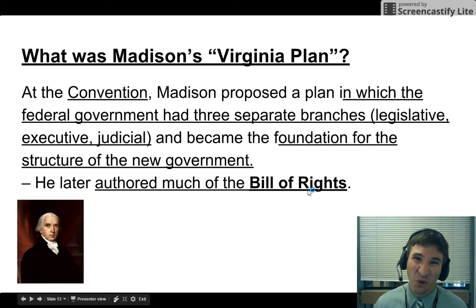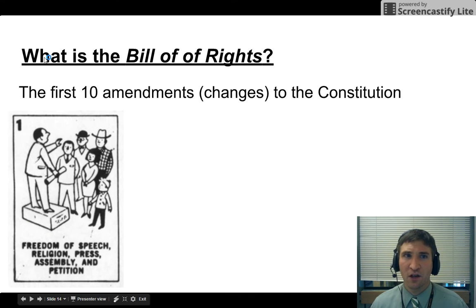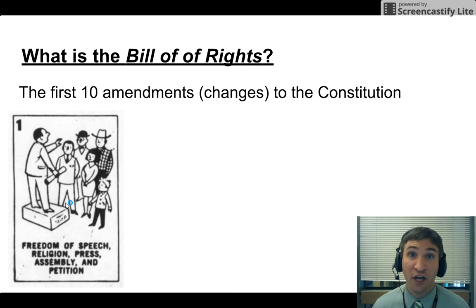The Bill of Rights, what are those again? The Bill of Rights is the first 10 amendments. Amendments are changes to the Constitution. And the very first Bill of Rights is probably the most important. The freedom of speech, the freedom to celebrate whatever religion you are, the freedom of the press, and the freedom to assemble and petition your government. If you don't like what your government is doing, you can criticize it and you won't get killed. In other countries, we don't have those rights.